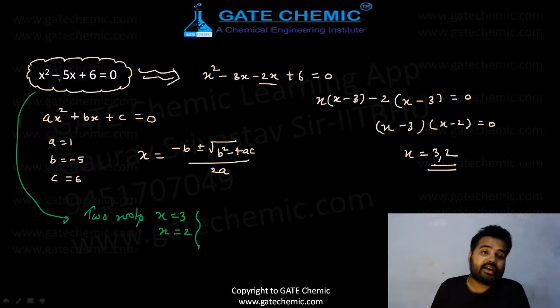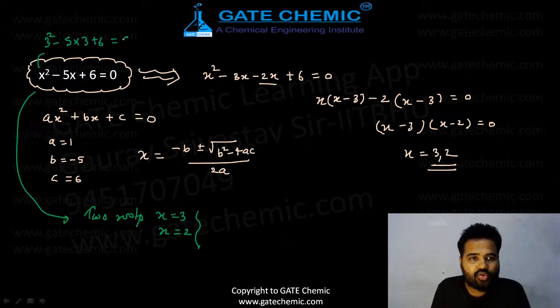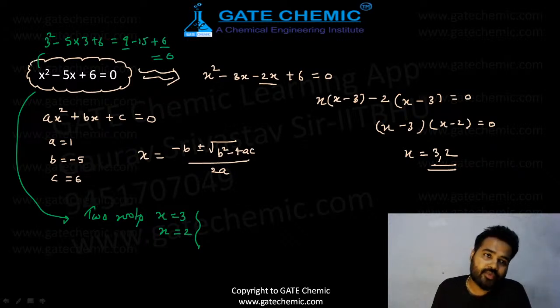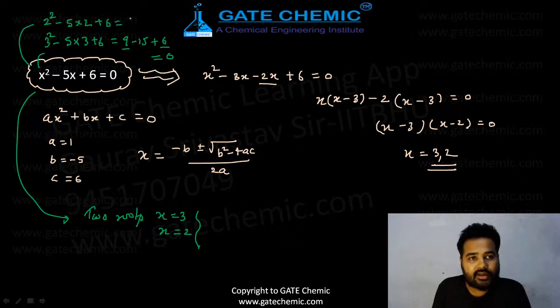Now you can put, beta, x equals to 3. You can check 3 square minus 5 into 3 plus 6 equals to 9 minus 15 plus 6. You can check 9 plus 6, 15 minus 15. It will give you 0. Similarly, if you want to put 2, then 2 square minus 5 into 2 plus 6. You can check, beta, it's 4 minus 10 plus 6. 4 plus 6 is 10, and 10 minus 10 will also give you 0.